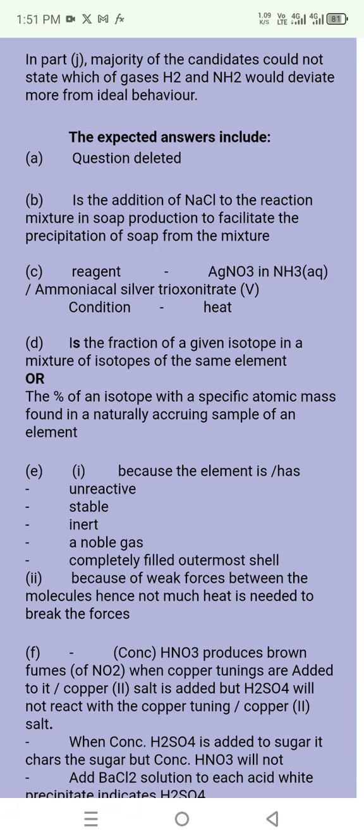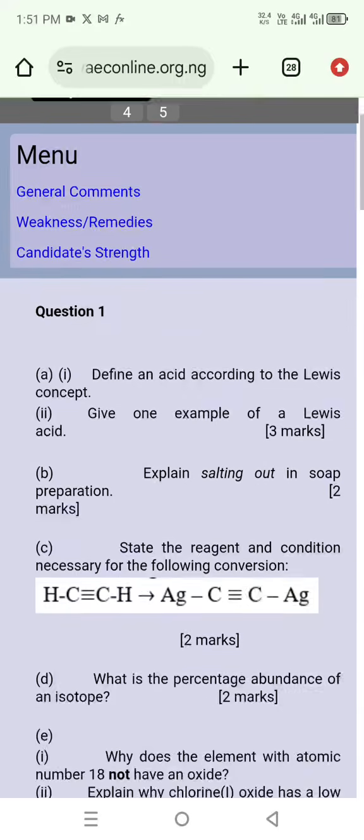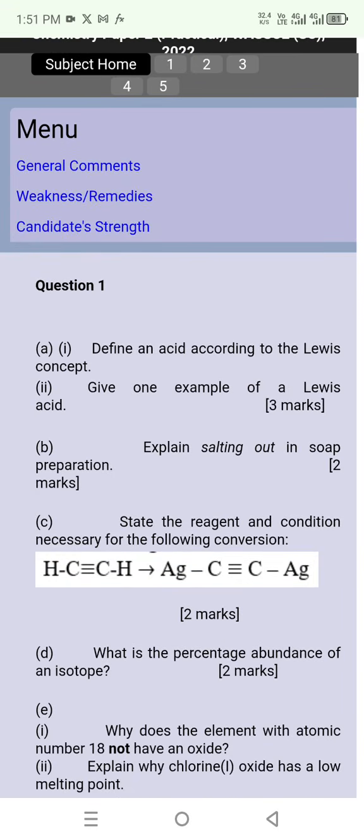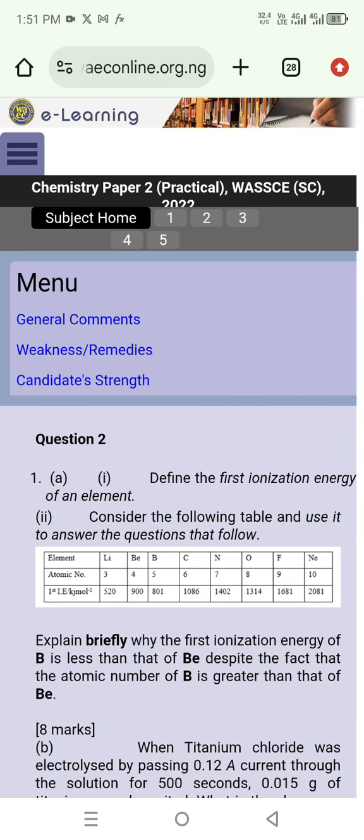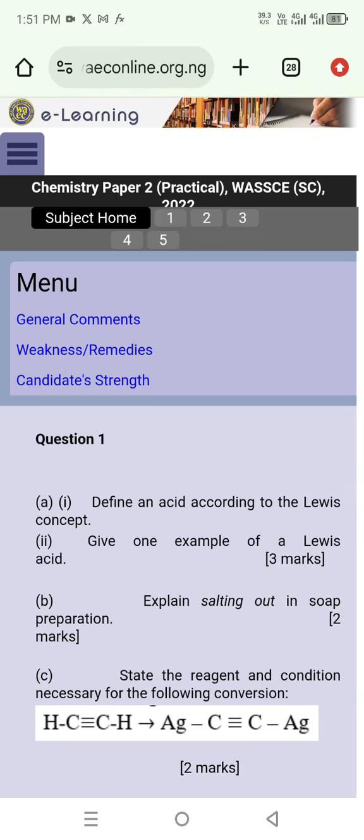I don't want to waste your time on this. This is just a way I need to help. If you go to number 2, you see the question. Number 3. Now, what I want to show you now is this.